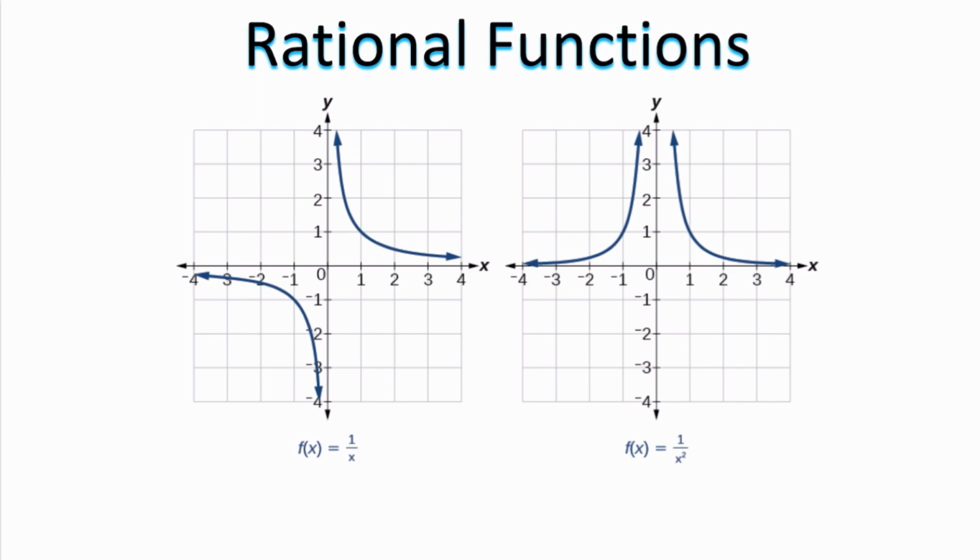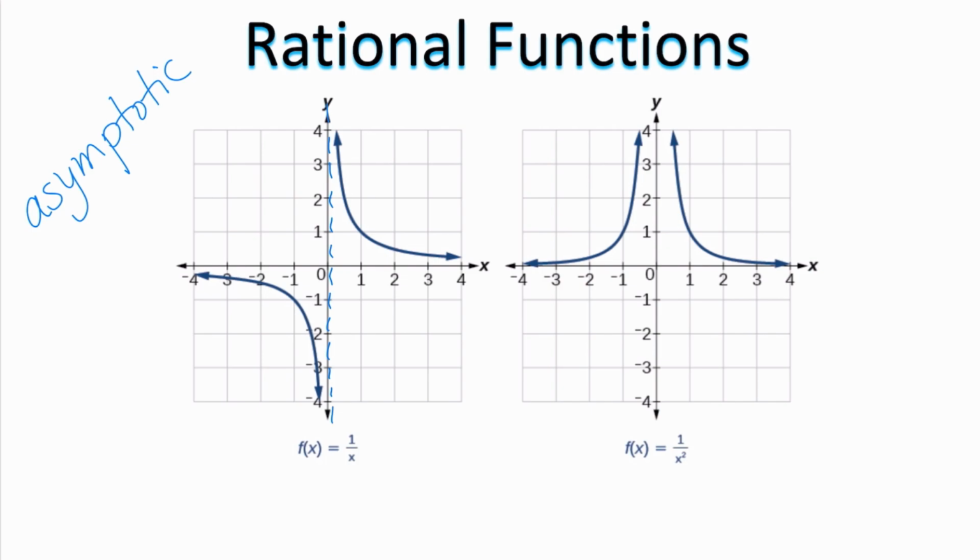On your screen right now you have two rational functions. Notice they both look like fractions. You have a numerator and you have a denominator. If you take a look at the graphs themselves, you're going to notice some very special characteristics. These graphs are asymptotic. An asymptote is basically a line that the graph approaches but never touches or crosses. We can have vertical asymptotes and we can have horizontal asymptotes.